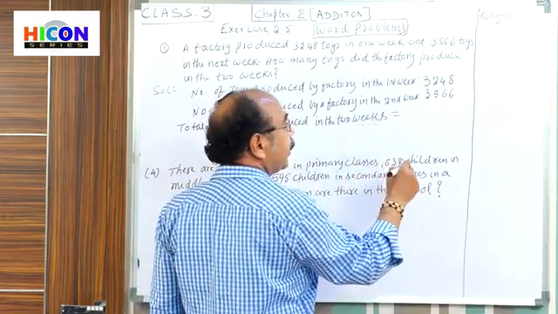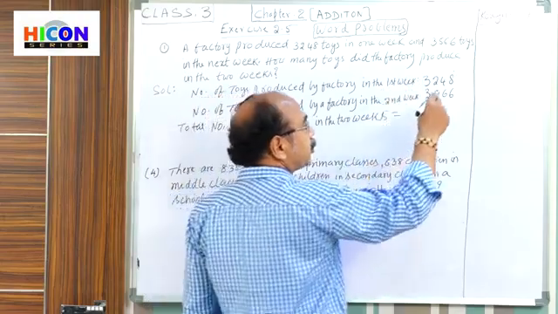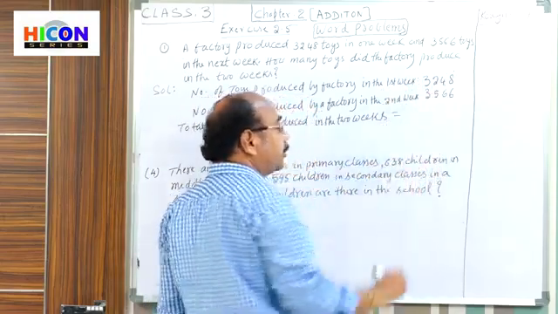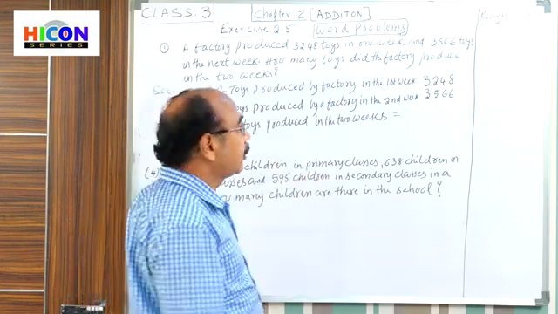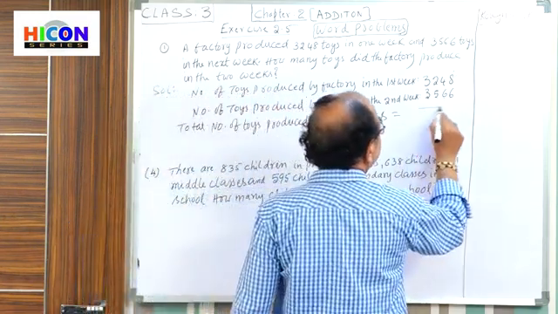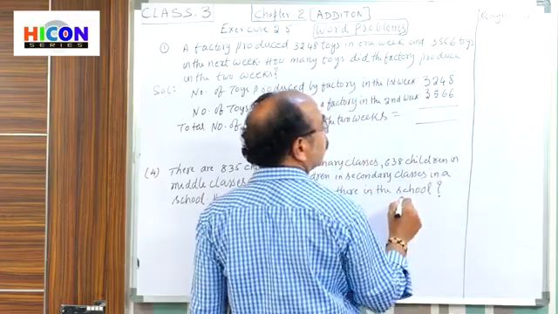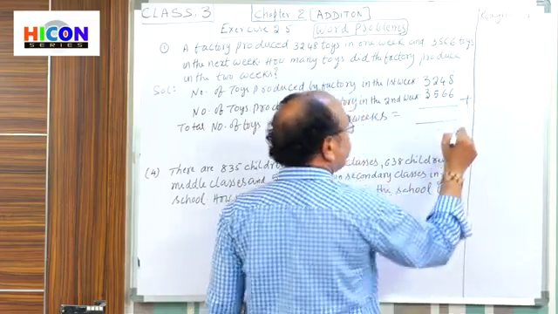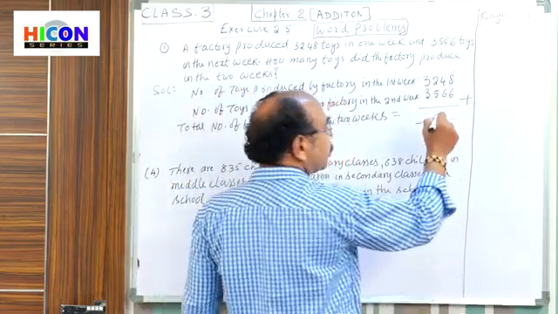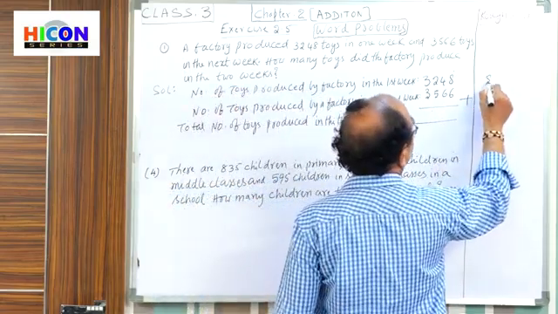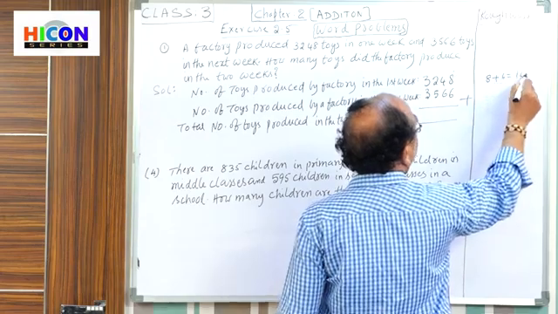So what we have to do here? Add. Just by adding these two, we can get the total number of toys produced in the 2 weeks. So here, add the two numbers. Add. That means plus. Add the units digits. 8 plus 6. 8 plus 6 is equal to how much?